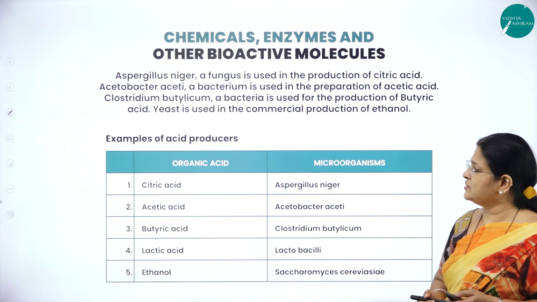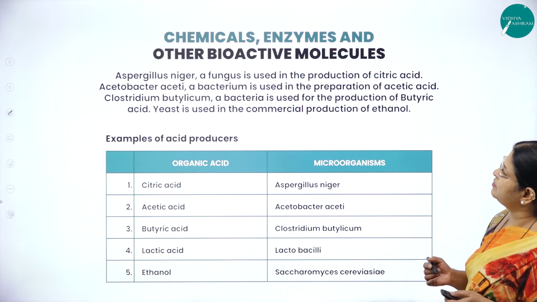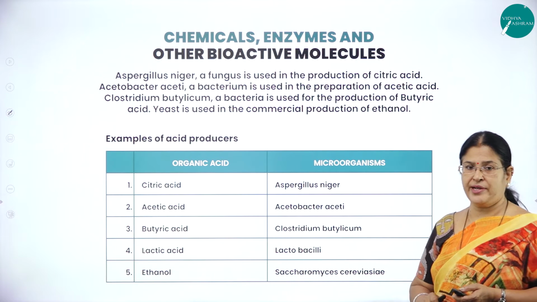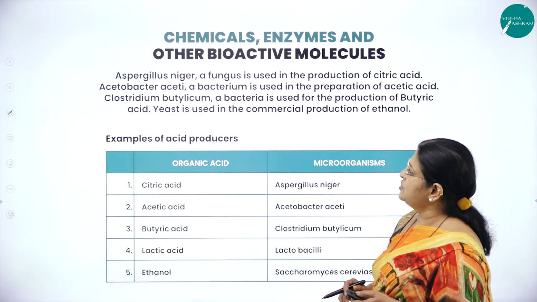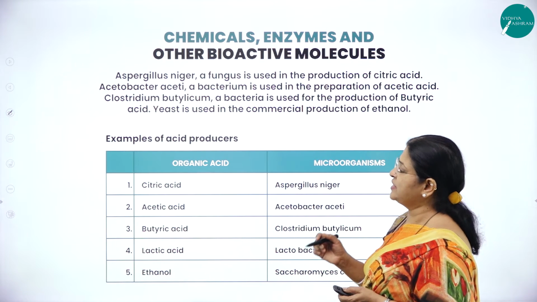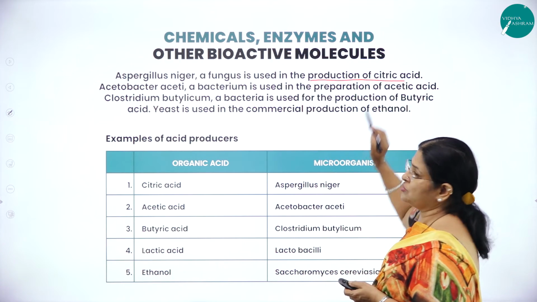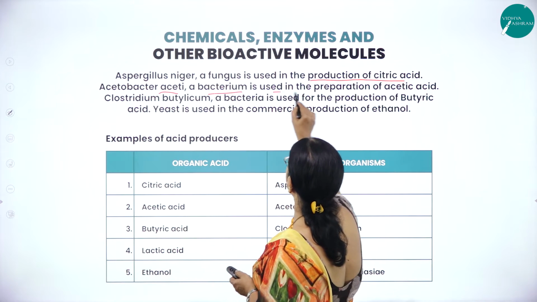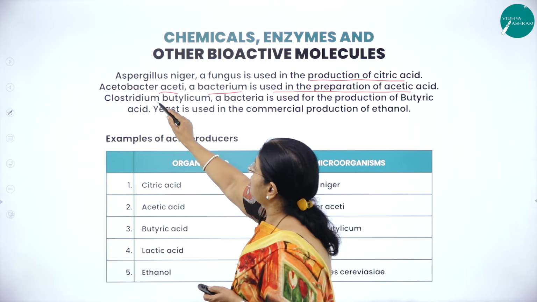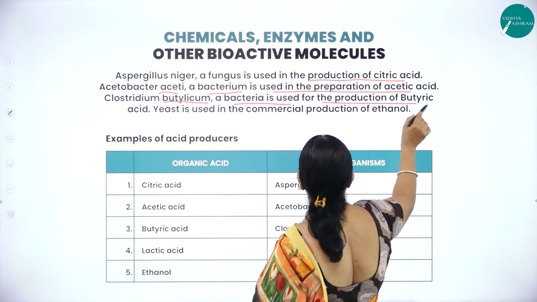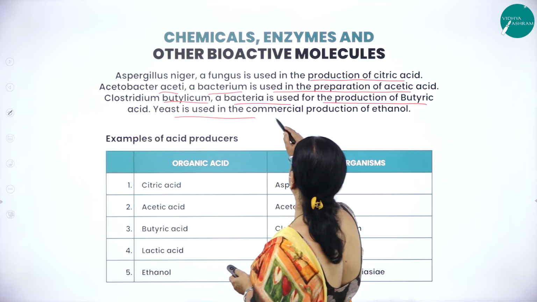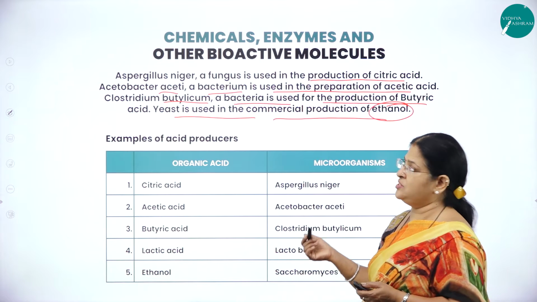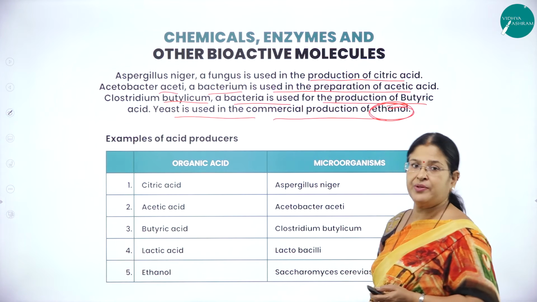Now let us understand the chemicals, enzymes and other bioactive molecules. As I said, all these are industrial products. You might have come across Aspergillus niger, a fungus used in the production of citric acid. Then Acetobacter aceti, a bacterium, is used in the preparation of acetic acid. Clostridium butylicum, a bacterium, is used for the production of butyric acid. Yeast, commonly brewer's yeast or baker's yeast, is used for the production of ethanol, right?